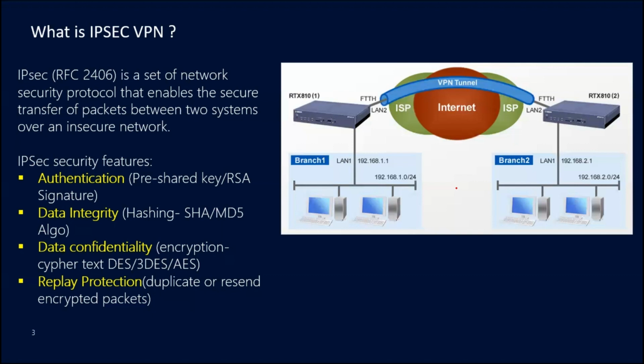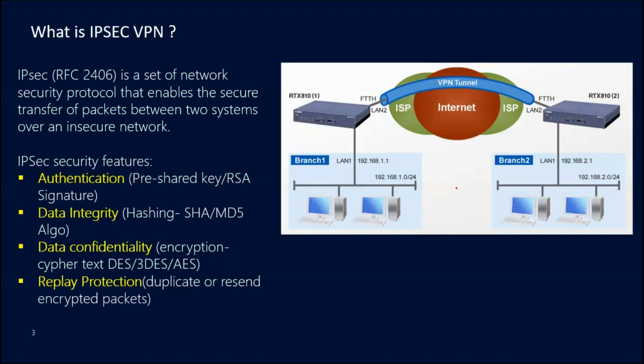So a VPN, the virtual private network, basically creates a secure and encrypted connection over the internet. Because the internet is an unsecure medium, it will create a very secure medium over the insecure network. That is basically your VPN.